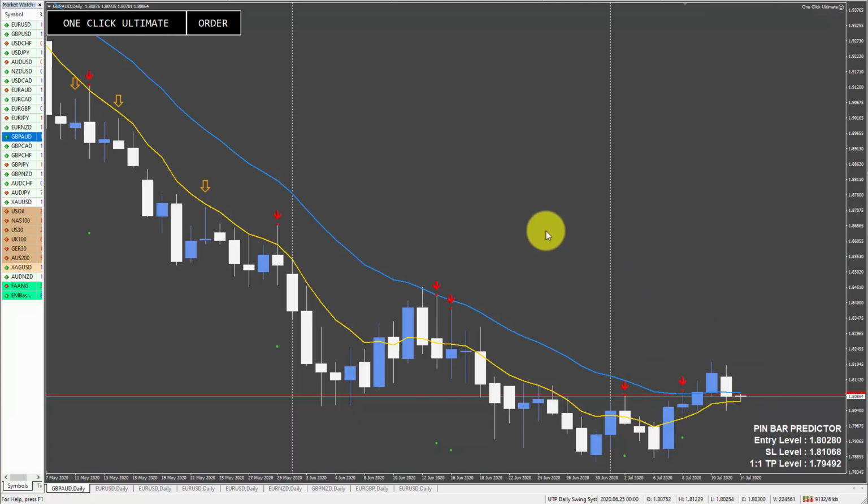Now, the reason why I'm going through and showing you this particular system is because it's something that you can actively use to generate consistent profits on a regular basis. Now, it is not going to make you a millionaire overnight. It is not going to make you $1 million in the next year. But it will get you profitable.